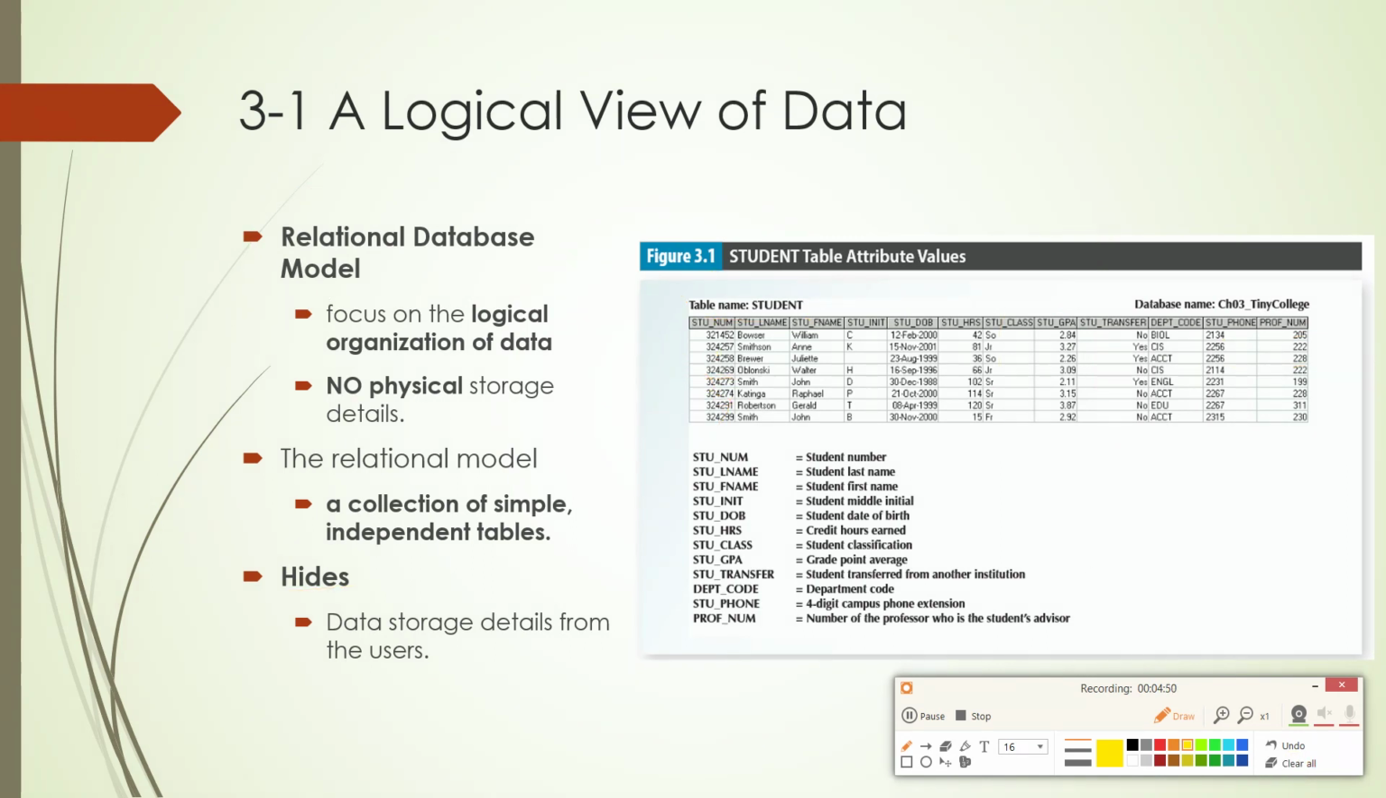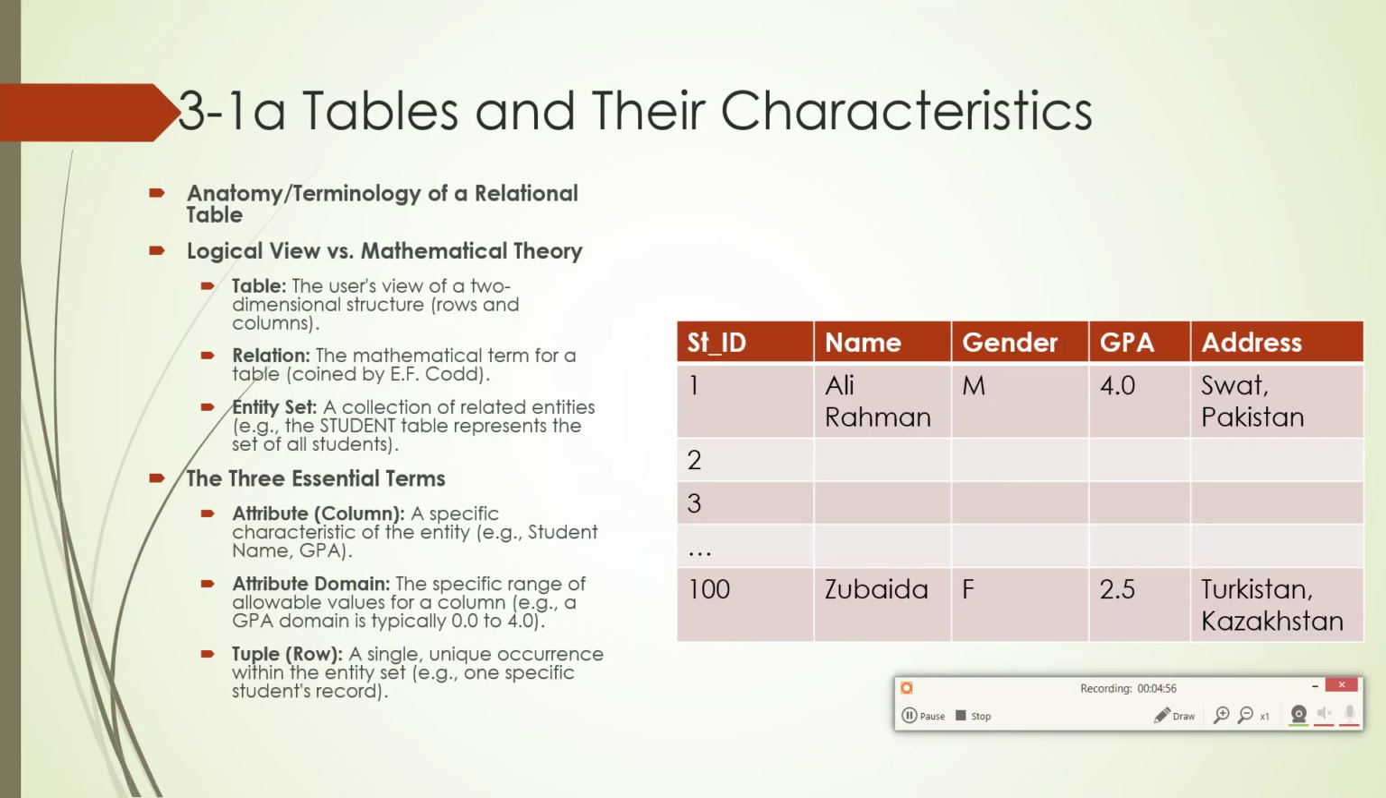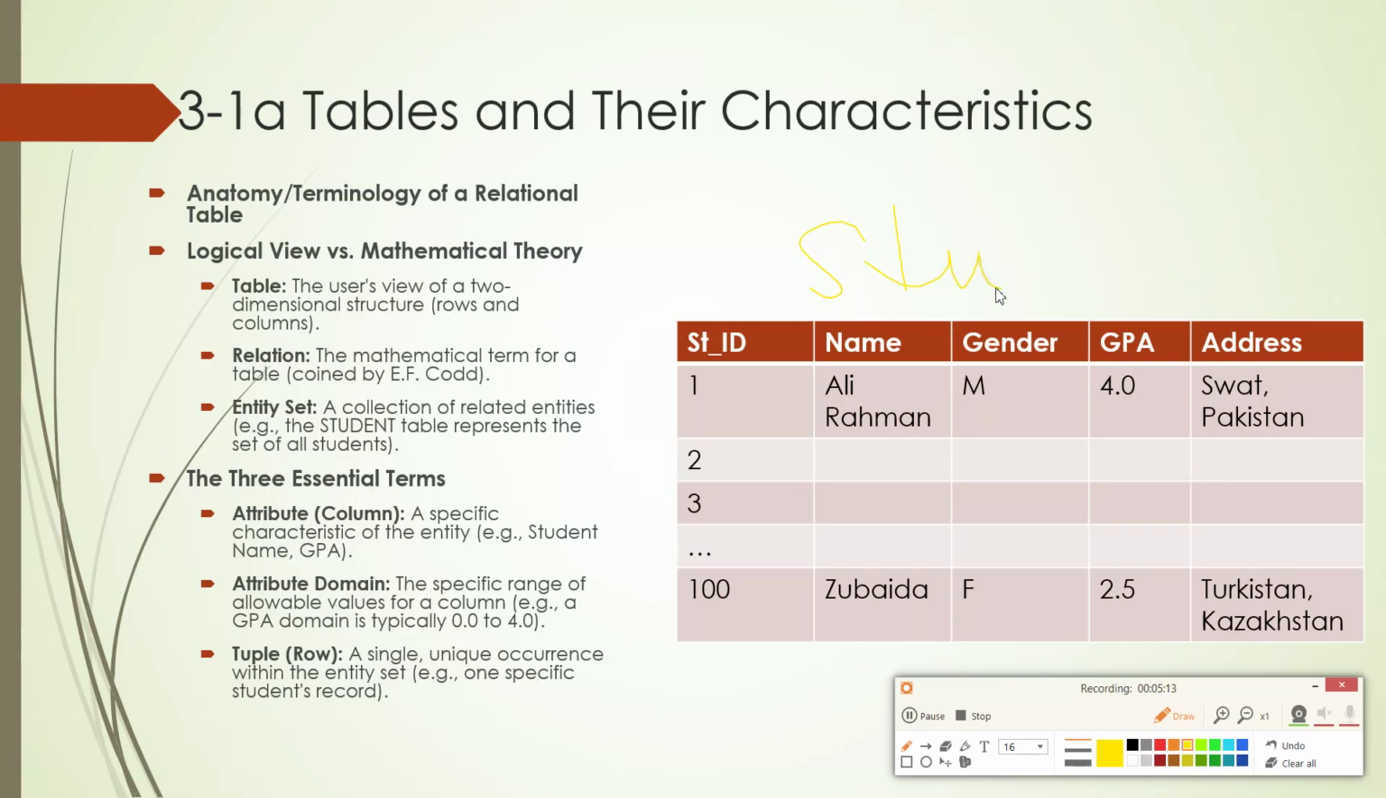Now, as we discussed, the logical database model represents data in tables. So let's see some of the characteristics of a table. This is a table storing the data of the students, that is student ID, name, gender, GPA and address. So this table has three different terminologies. It could be called a table, it could be called a relation, and it could be called an entity set.